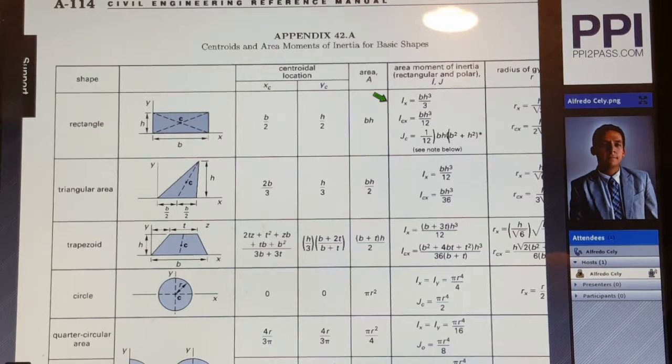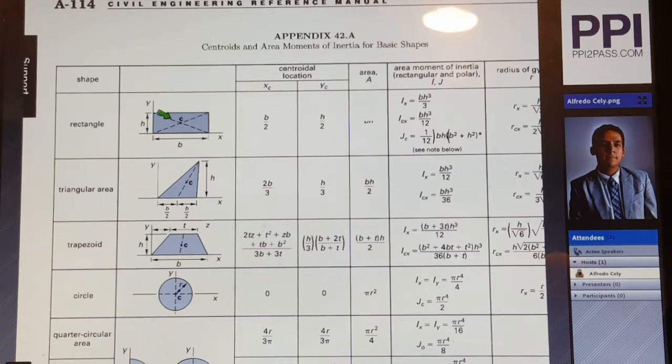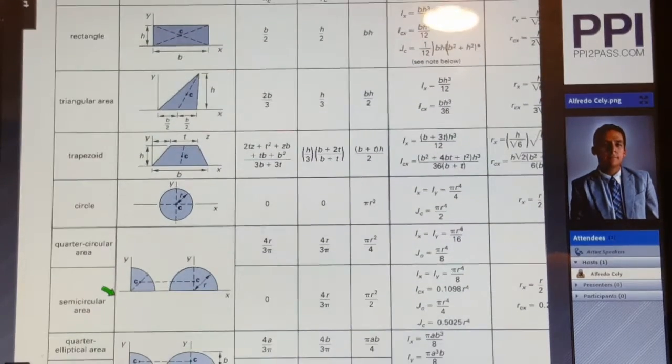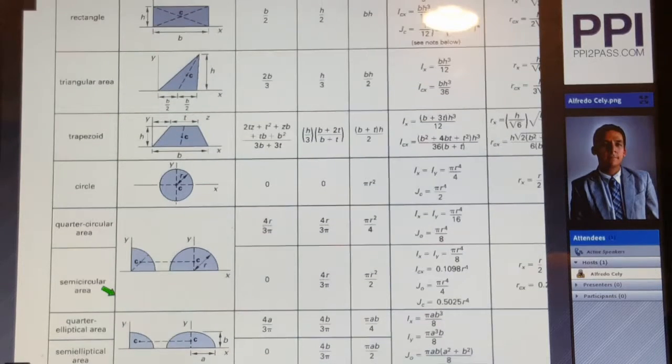This is your moment of inertia bending about the x-axis, and this is your moment of inertia based on your centroid, which is, as you saw, what we just used to solve that short column problem. We also have it for other shapes like triangular shapes, trapezoidal shapes, circular shapes, quarter and semicircular shapes, as well as a little bit more complex shapes.